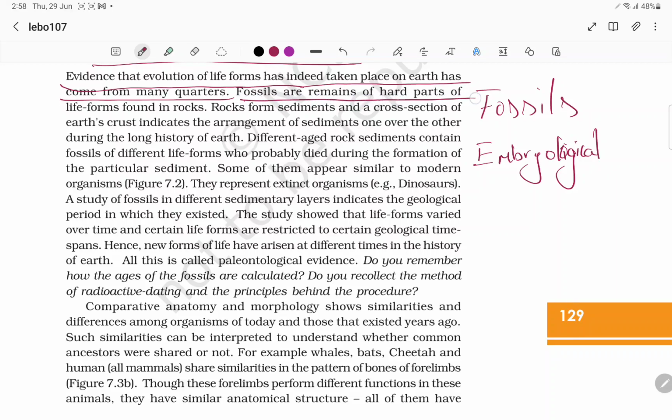Fossils are remains of hard parts of the life forms found in rocks. Rocks form from sediments, and a cross section of the earth's crust indicates the arrangement of sediments based on the eras, periods, and epochs, one over the other during the long history of Earth. Different aged rock sediments contain fossils of different life forms. In the sediments of that era, you can see fossilized organisms that died during the formation of that particular sediment.